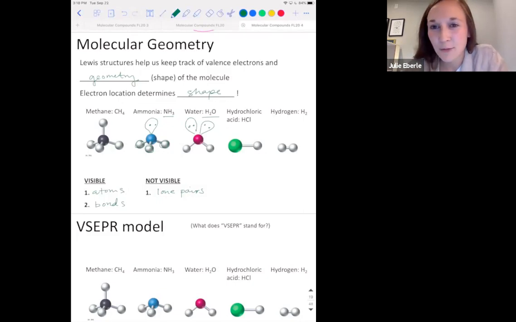Sorry, the two lone pairs made me think of reindeer ears. How did that happen? I don't know. But anyways, moving on back to molecules.